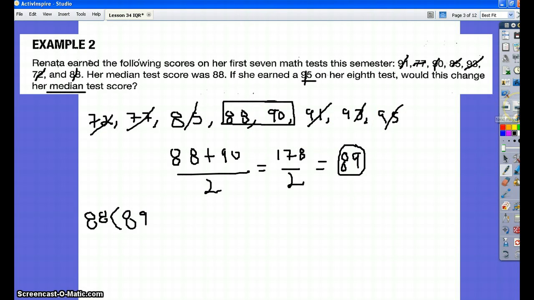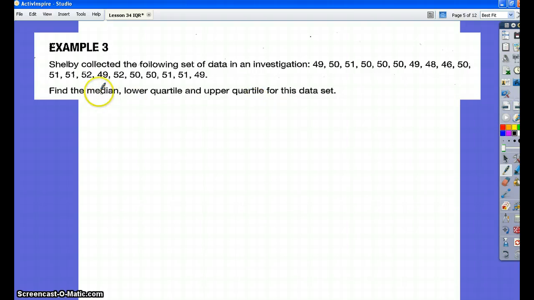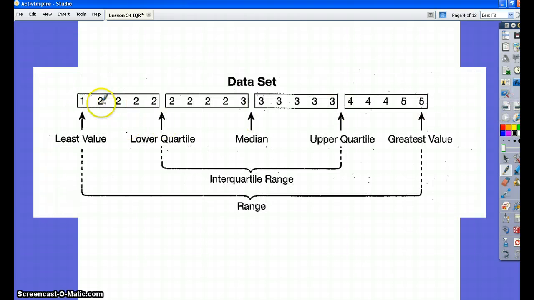All right, last example. It's kind of a long one. It deals with interquartile range. So Shelby collected the following set of data in an investigation, 49, 50, and so on. Find the median, the lower quartile, and the upper quartile for this data. Okay, so what does that mean? That means we order them from least to greatest. We find our median, and then we split the data in half. This is going to be the lower half. This is going to be the upper half. And so we just basically find two medians.